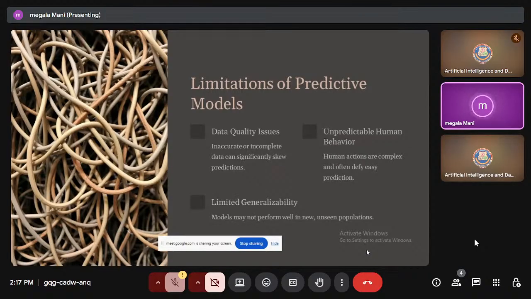The second thing is unpredictable human behavior. Some human actions are complex and difficult to predict. And the third one is limited generalizability. Here the focus is that the model does not perform well on new, unseen populations. It's unpredictable.